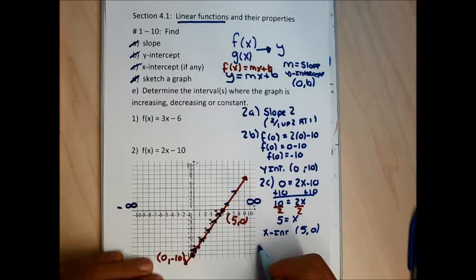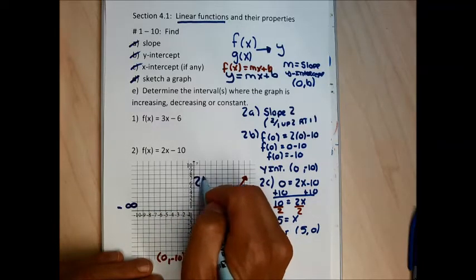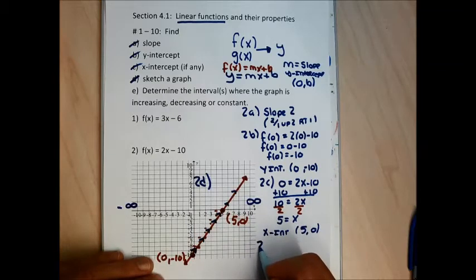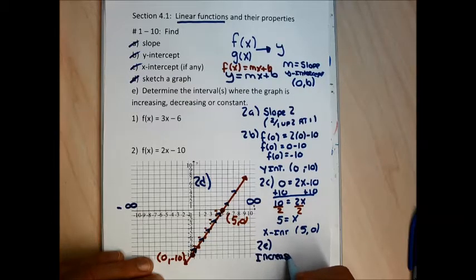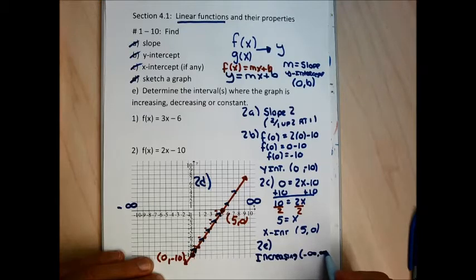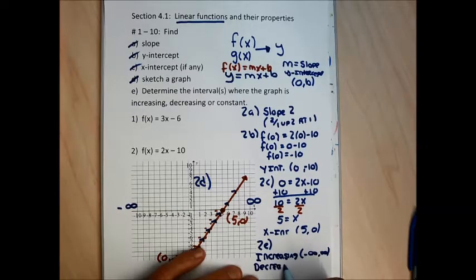So D is the graph right here. When I go to answer part E, I'm going to say this graph is increasing in the interval from negative to positive infinity. And then if I want to, I can say for decreasing, it's never. But you don't have to say that. It's implied that it doesn't decrease when you say it increases from negative to positive infinity. And similarly, we haven't got to constant yet, but it's never constant either.